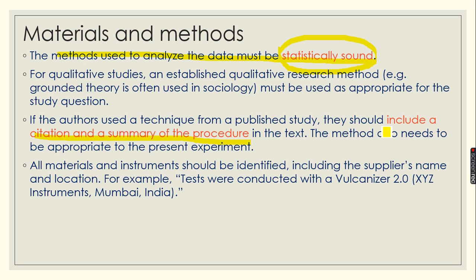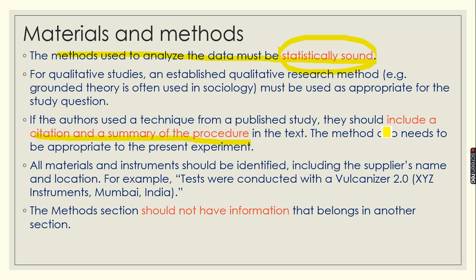All materials and instruments should be identified. What are the suppliers, from which company, which test was conducted, model number, all those things should also be included in your material and instrument section. The method section should not have information that belongs to other sections. Of course, you cannot put any result over there. It is not justified. You cannot introduce why you are analyzing with this instrument. All those aspects you should not have there. So neither introduction part, nor result part should be there in your material and method. You should be very clear on that aspect.